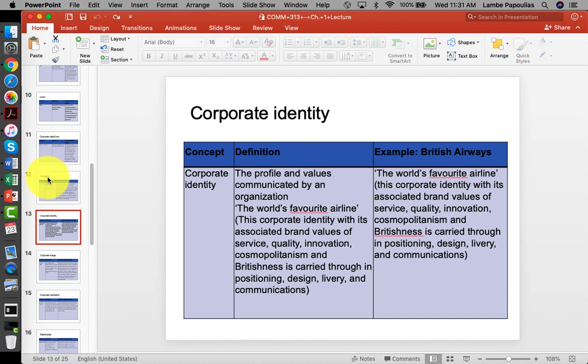And then a corporate identity. This is the profile and values communicated by an organization, the world's favorite airline, with its associated brand values of service, quality, innovation, cosmopolitanism, and Britishness, carried through in positioning, design, livery, and communications. So, British Airways, it's the world's favorite airline. This corporate identity with its associated brand values is carried through in positioning, design, livery, and communications.